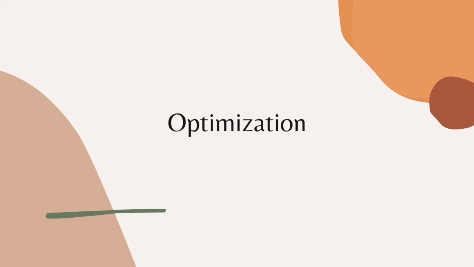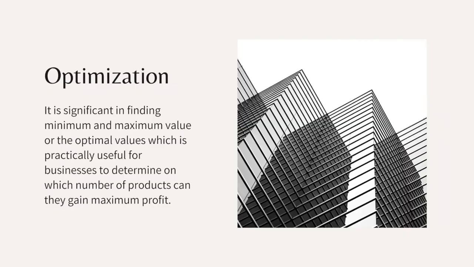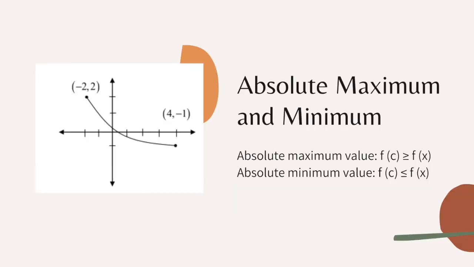Next, we have optimization. It is significant in finding minimum and maximum values, which is practically useful for businesses to determine at which number of products they can gain maximum profit. So in understanding these optimal values, conditions must be met.